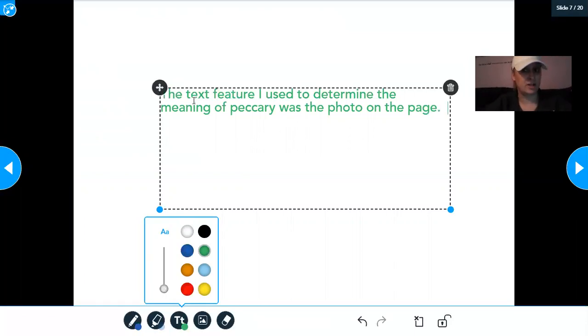Also, another text feature that you could have used was the glossary, which is located where in the book, boys and girls? If you said the back of the book, you were correct. Peccary was also located in the back of the book, and it gave you the definition. By looking at this picture, I could tell it was a pig.